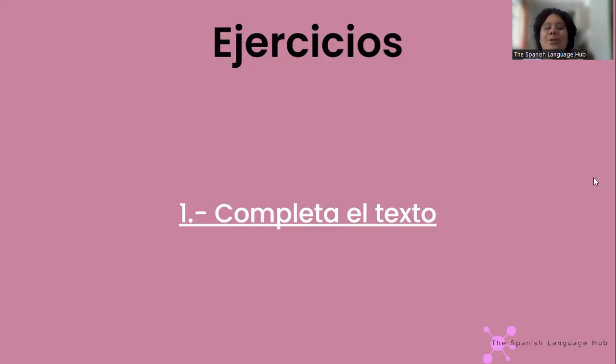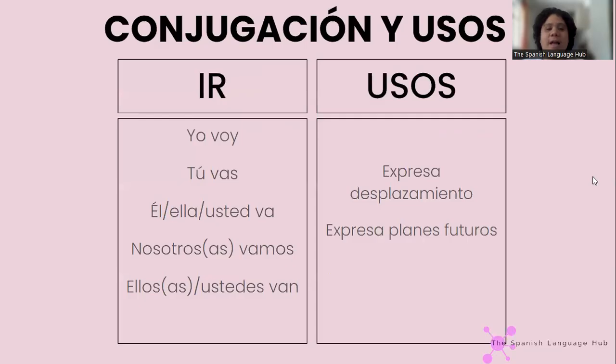Okay, we finished with gustar. Let's go to the next one. You know what to do here. Ir. Okay. Yo voy, tú vas, él, ella, usted va, nosotros vamos, ellos, ellas, ustedes van. Okay. So in this verb, we can express movement from one place to another, okay, and also express future plans. Ir, as you translate it into English, will be to go.